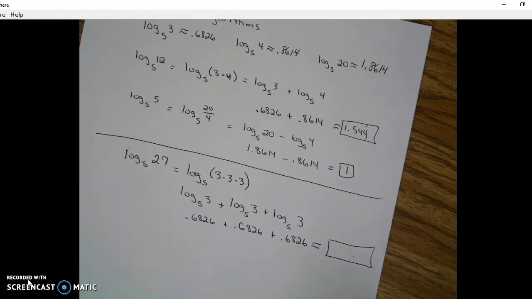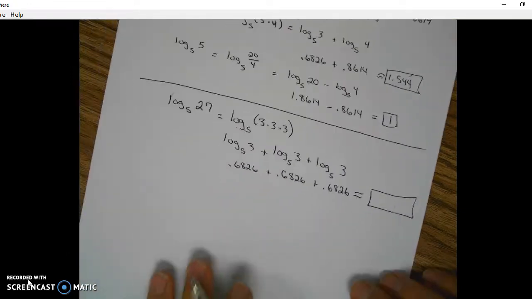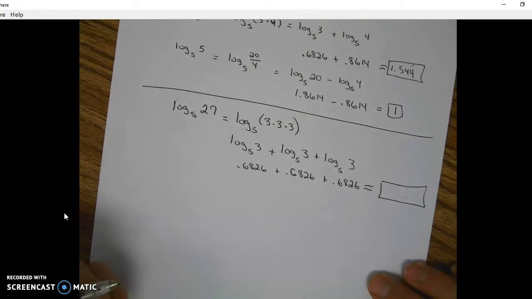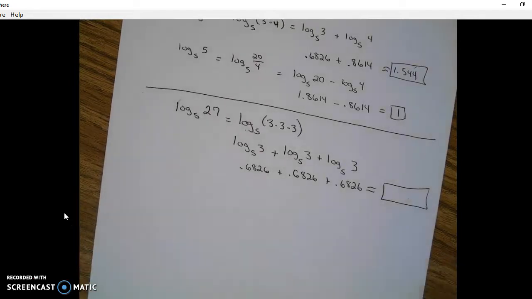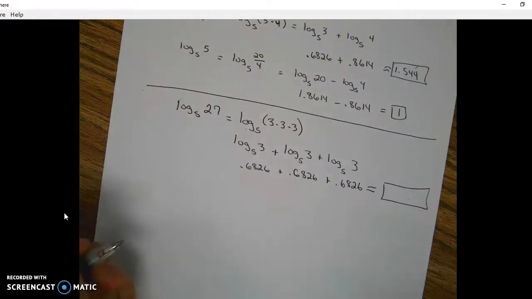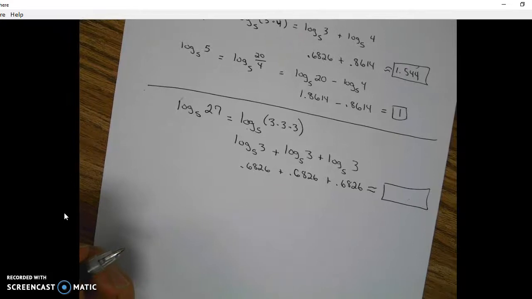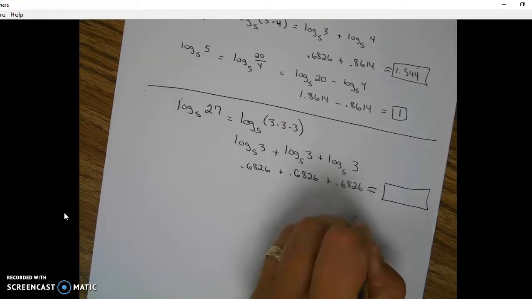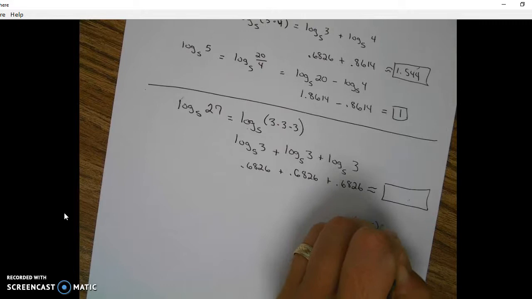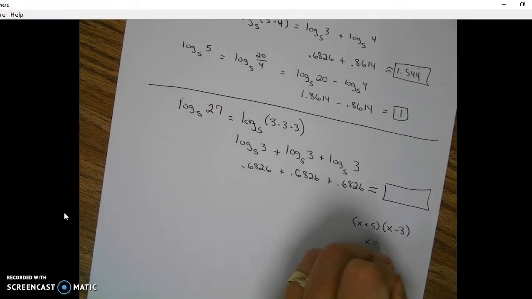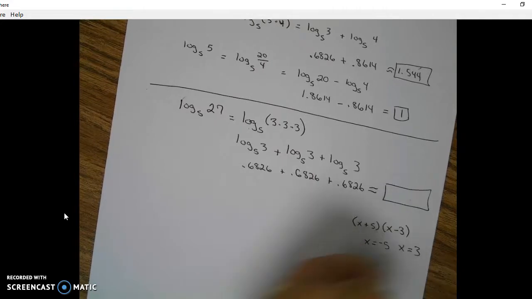Okay? So another thing I want to tell you all about logarithms is that the argument can never be negative. So sometimes when you're doing logs, you're going to end up with a quadratic. So for example, let me think of a quadratic here where you get a positive and a negative number. x plus 5, x minus 3. So that would have a solution of negative 5 and positive 3.